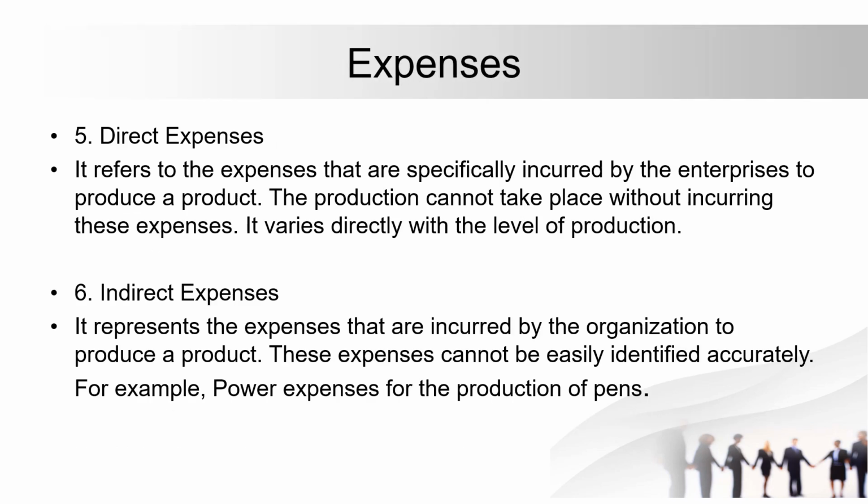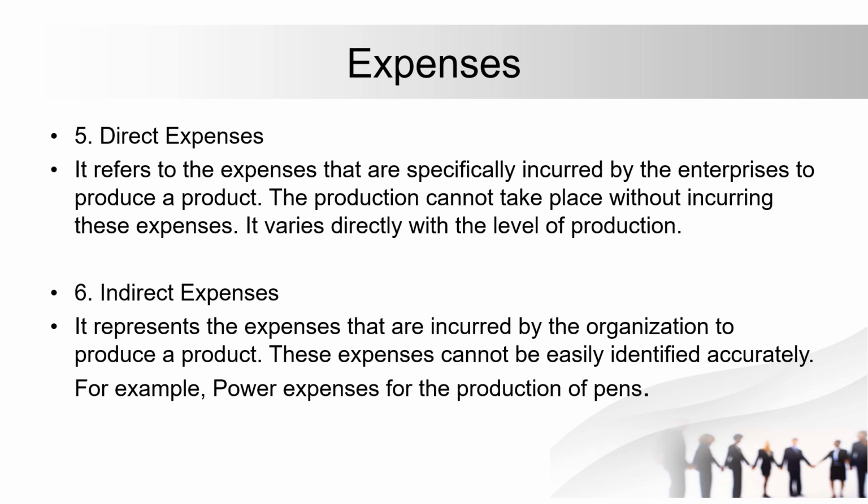And expenses. Direct expense is incurred by the enterprise to produce a product. The production cannot take place without incurring this expense. If you are producing a product, it definitely has this direct expense, and it directly varies with the level of production, whereas indirect expense does not directly vary with production, but it is incurred by the organization to produce in an indirect way.